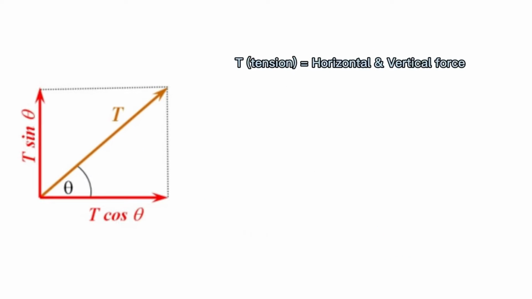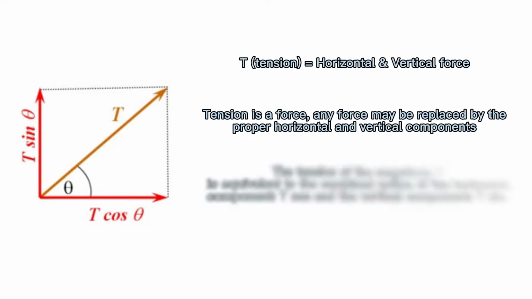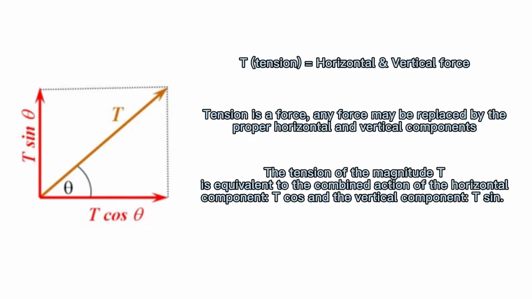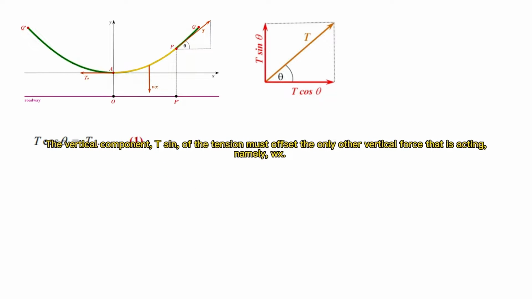The tension T is equivalent to a horizontal and a vertical force acting simultaneously. For a tension is a force, and any force may be replaced by the proper horizontal and vertical components. Specifically, the tension of magnitude T is equivalent to the combined action of the horizontal component T cosine θ and the vertical component T sine θ. The horizontal component T cosine θ must be offset by the only other horizontal force that is acting, namely T0. The vertical component T sine θ of the tension must offset the only other vertical force that is acting, namely Wx.